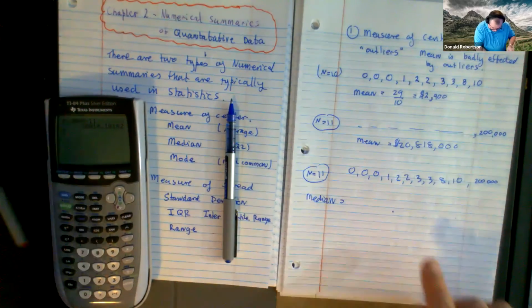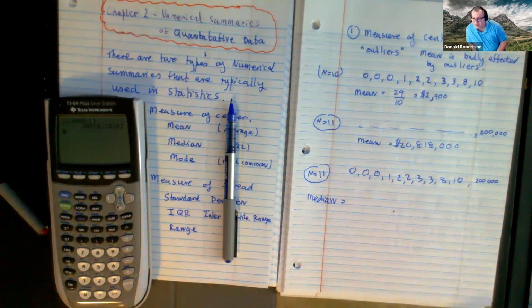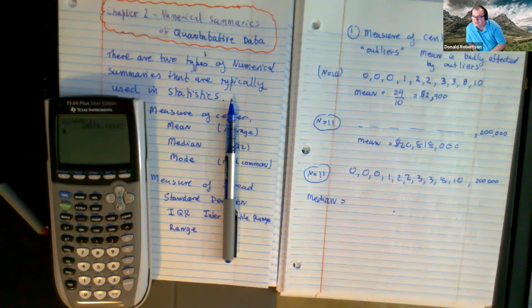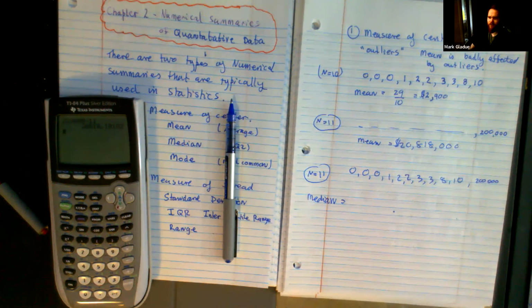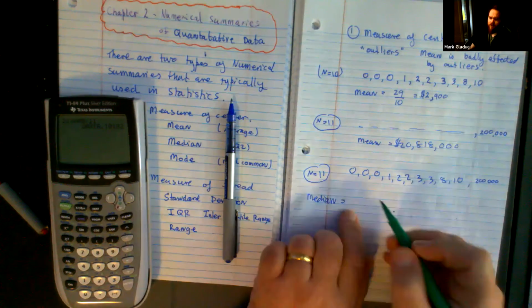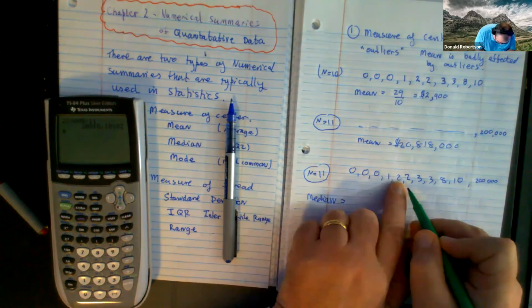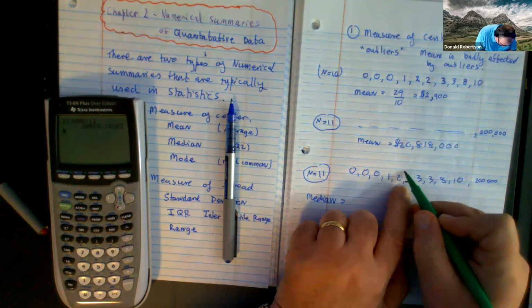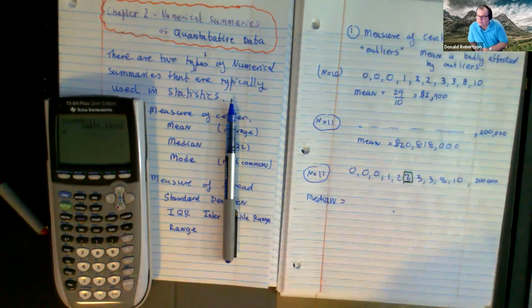When there's 11 numbers, how far along should I count to get the middle guy? Is he 5 or 6? Let's see. 1, 2, 3, 4, 5 is here. Do you see that this one is right in the middle? So it's basically the 6th number.